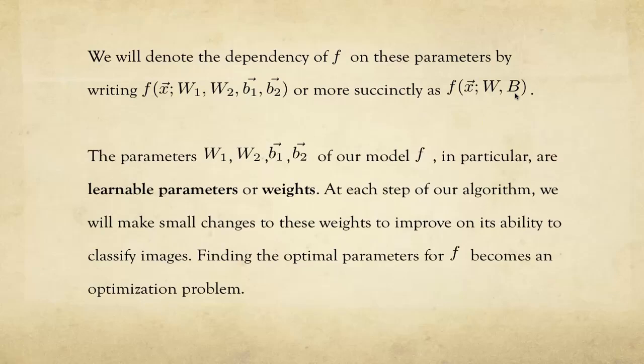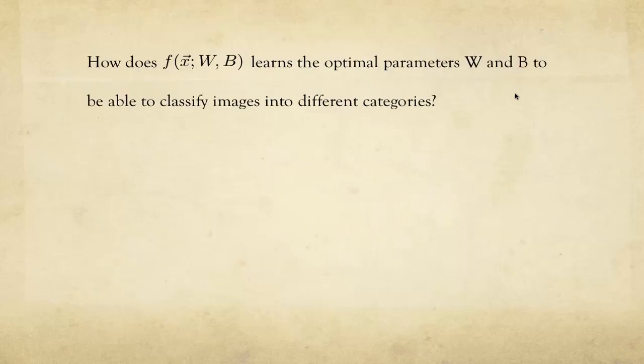The parameters W1, W2, B1, B2, as I said, are learnable parameters, because these parameters can learn from our data. As it analyzes the data, it learns from it and modifies itself, so that it gets better and better at reflecting the data. So finding the optimal parameters for f becomes a calculus problem, and it's actually just an optimization problem. And how does this function learn the best possible parameters to be able to represent or classify images?